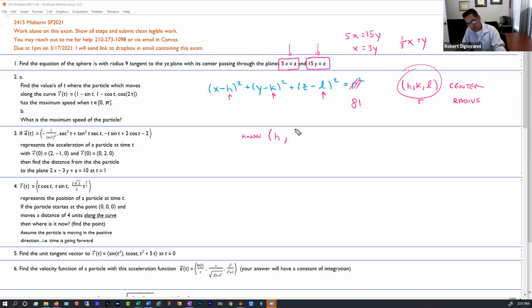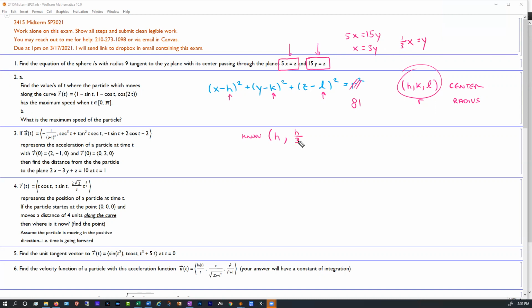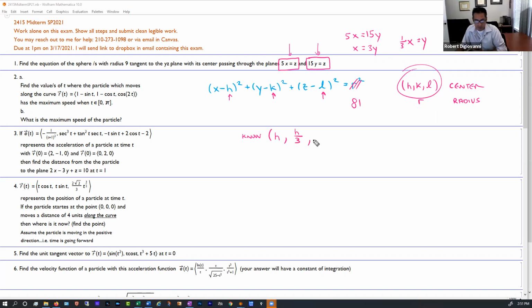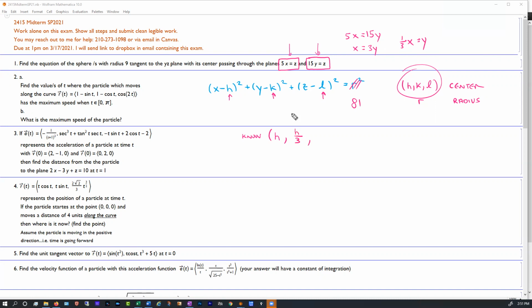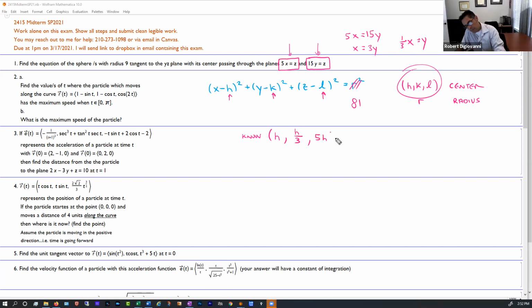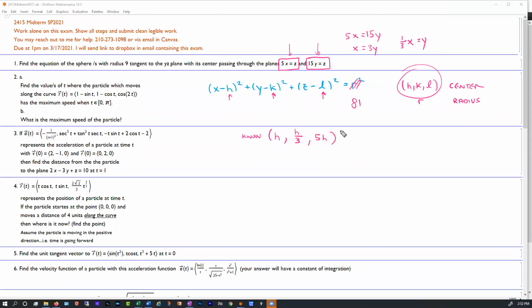So if you know what H is, do you agree that the Y coordinate would have to be H over 3? Okay. Now, if you know what H is, do you know what the Z would have to be? Z would have to be 5 times H. Okay, 5H. There you go. So now all you need to know is what H is, right?